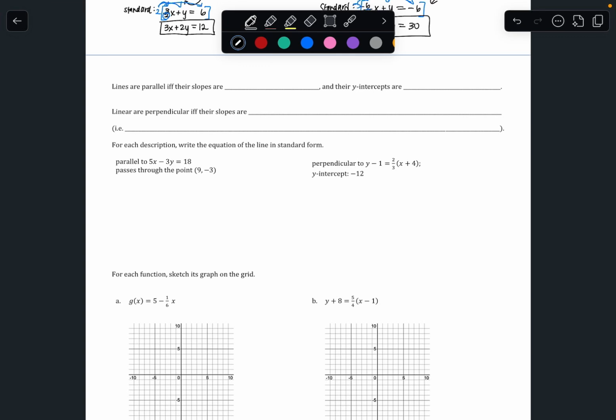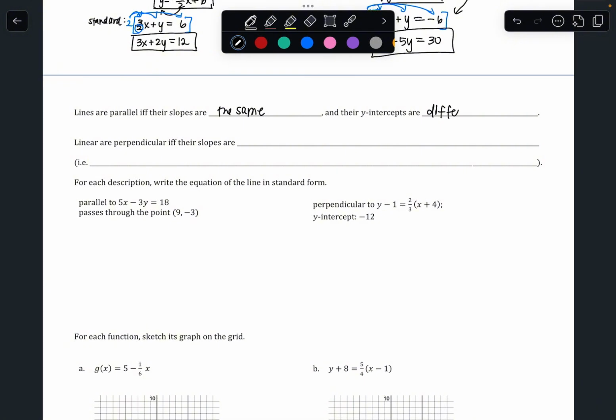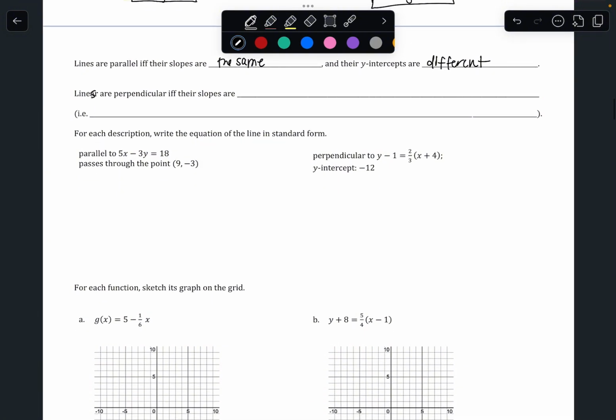Next, we're going to talk about parallel and perpendicular lines. Lines are parallel if and only if, when you see two f's, that means if and only if their slopes are the same and their y-intercepts are different. If their slopes are the same and their y-intercepts are the same, it's the same line. So it's important that their y-intercepts are different. Okay? And then lines are perpendicular if and only if their slopes are opposite reciprocals.